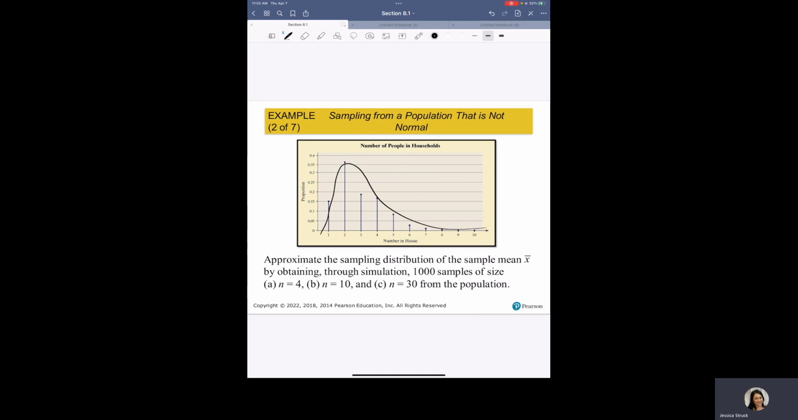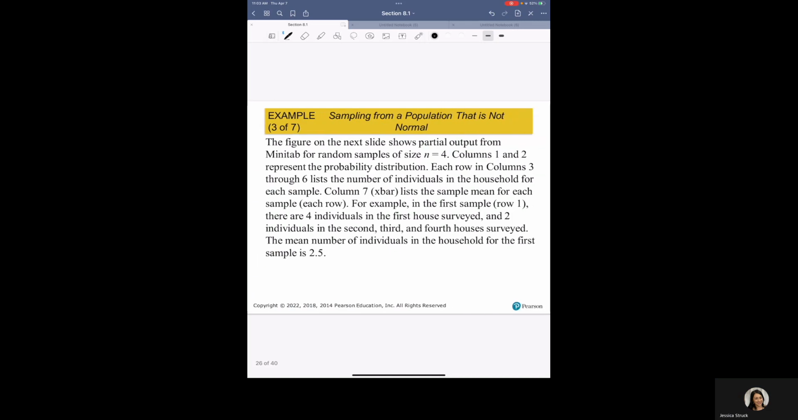So we're being asked to approximate the sampling distribution of the sample mean X bar by obtaining, and we're going to do it through simulation, using technology to simulate this for me, 1,000 samples of size first 4, then size 10, and then size 30 from the population. So let's see how this is done.